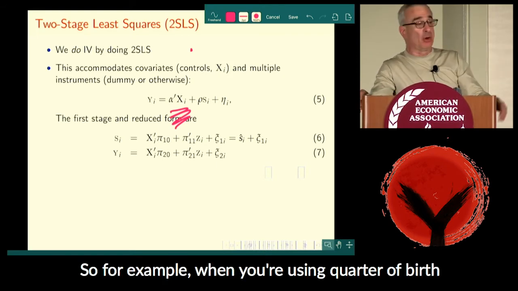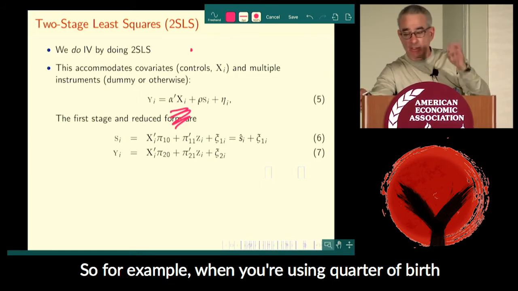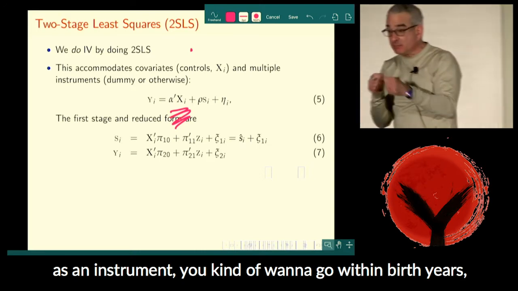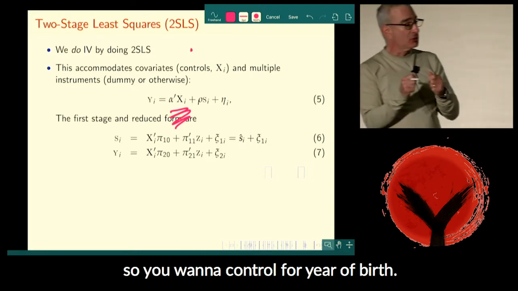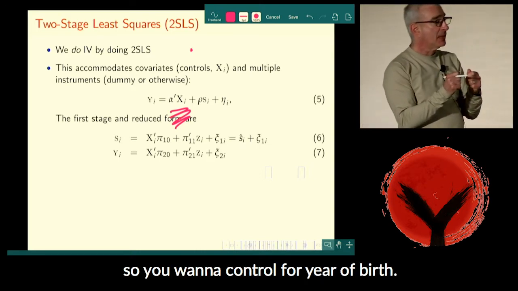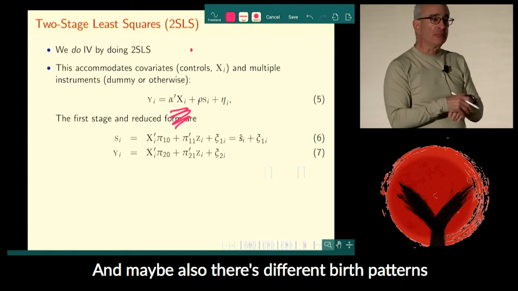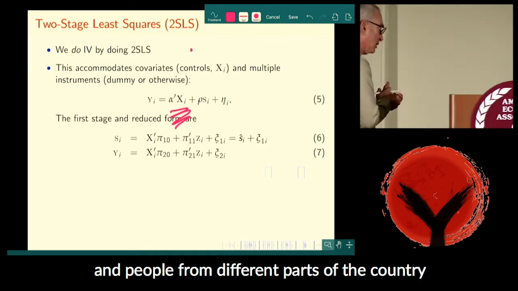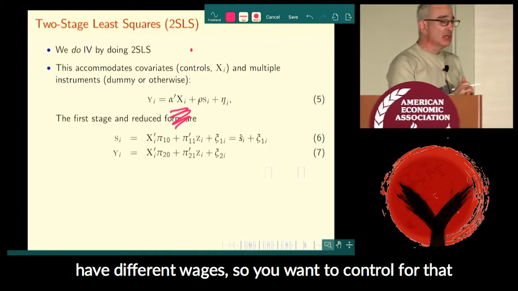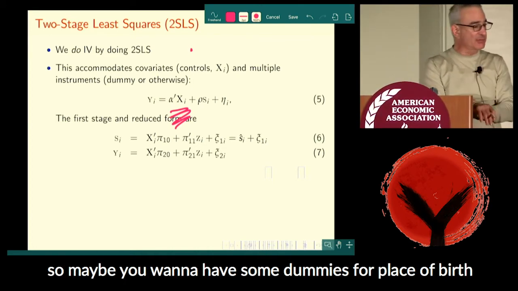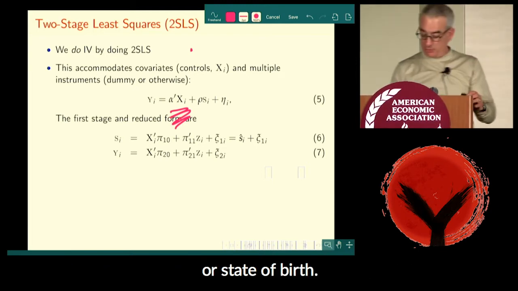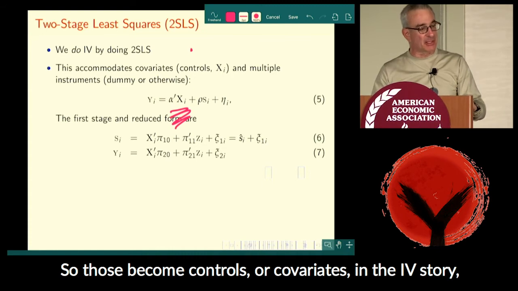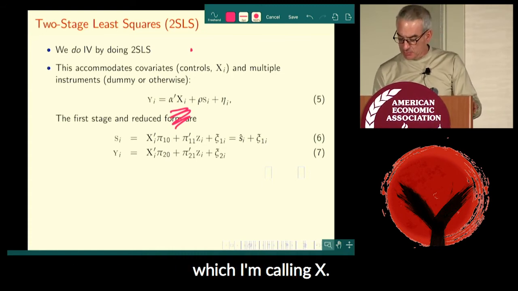So, for example, when you're using quarter of birth as an instrument, you kind of want to go within birth years, so you want to control for year of birth. And maybe also there's different birth patterns in different parts of the country, and people from different parts of the country have different wages, so you want to control for that. So maybe you want to have some dummies for place of birth or state of birth. So those become controls or covariates in the IV story, which I'm calling X.